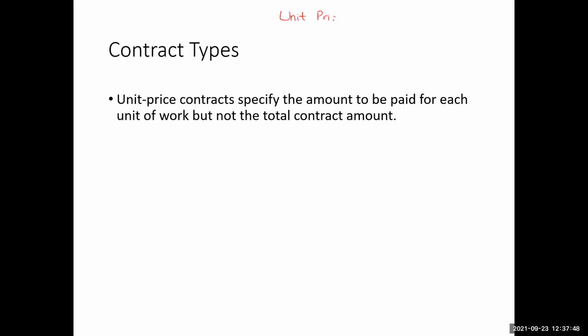Unit price contract. Okay, so the unit price contract is normally performed when the exact quantities of the work are not involved. So if it is an excavation contract, an excavation of a large construction site, we do not know the exact quantity of excavation. The exact quantity is unknown. Only the estimates are known. So in those situations, the owner will do the unit price contract.